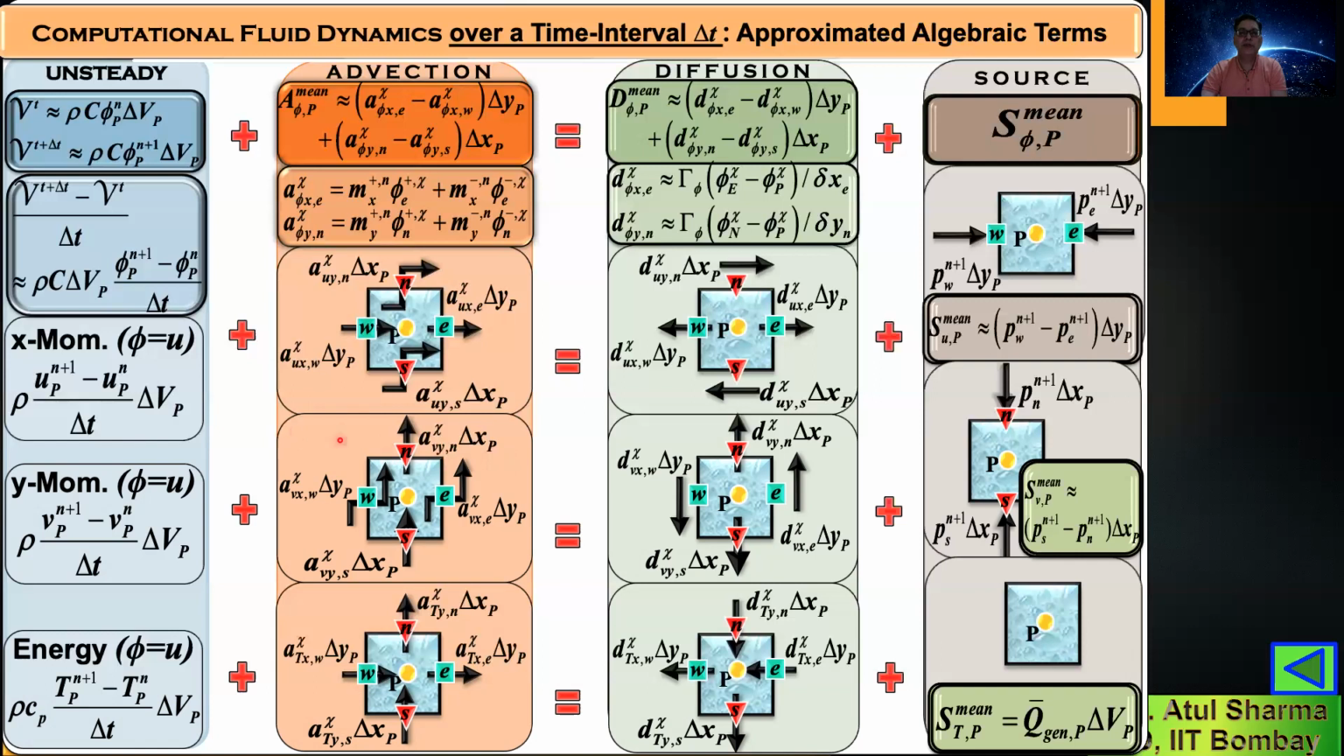So with this, I have come to the end of this topic. But before I end, this is the overall formulation presented together for x momentum conservation, y momentum conservation, and energy conservation. This is the algebraic formulation where the advection and total diffusion are expressed in terms of fluxes, and the pressures are expressed in terms of linear interpolations. You can get more details about this in the companion textbook.